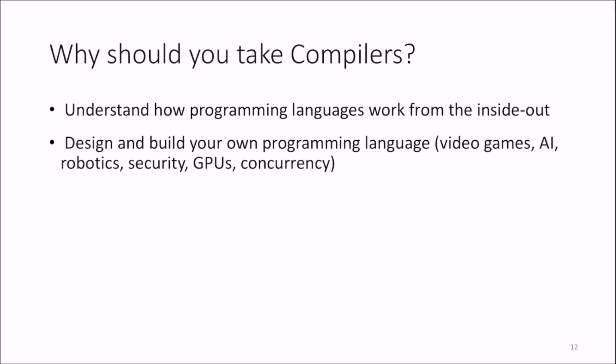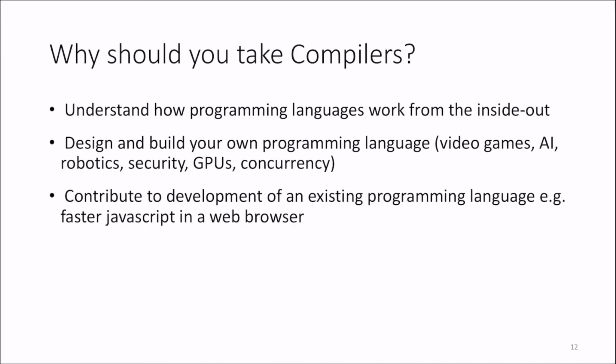It's not just general purpose programming languages, but also languages for video games, for AI, for robotics, security. How about a language that deals with GPUs, now that they're so common and commonly used for lots of different applications, including machine learning? Concurrency, so dealing with 60 cores, maybe a programming language that makes it easy to deal with concurrency is something you're interested in. Well, if you want to build a compiler for your new programming language, you need to take a compilers course, obviously.